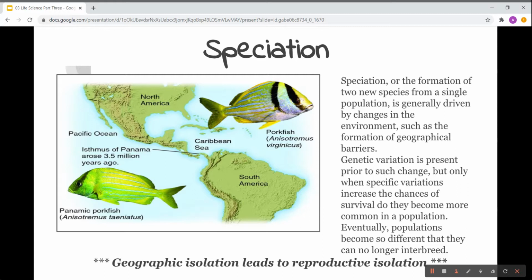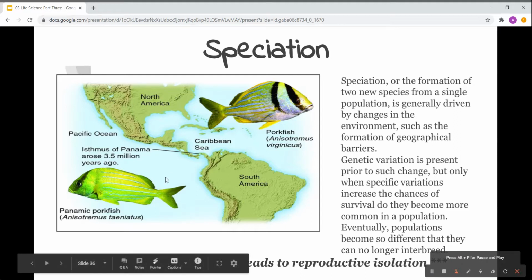Speciation, the formation of two new species from a single population, is generally driven by changes in the environment, generally geographical barriers. Genetic variation is present prior to such change, but only variations that increase the chance of survival become more common in the population. Eventually, populations become so different they can no longer interbreed. So basically, speciation is a separation, the formation of two new species from a single population that are so different that they can't breed again.